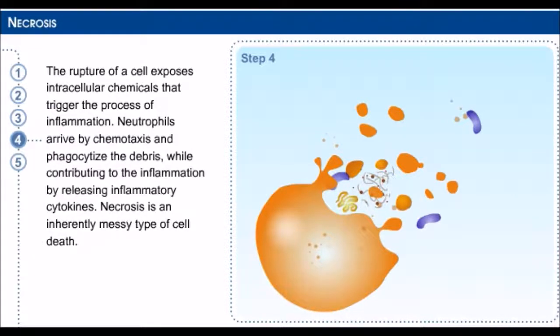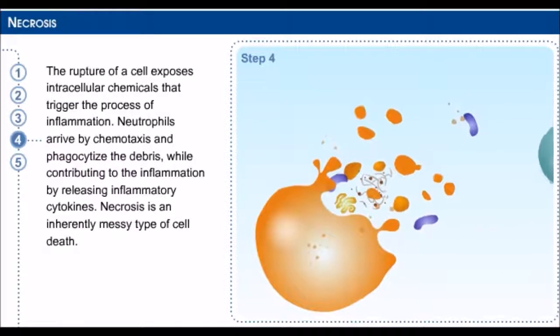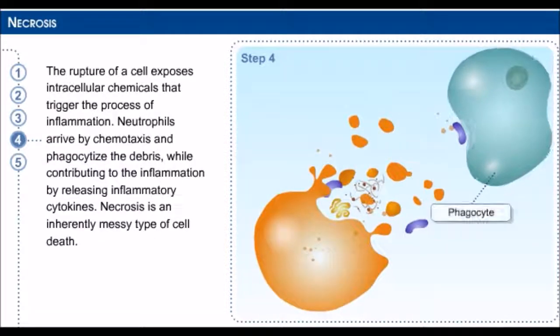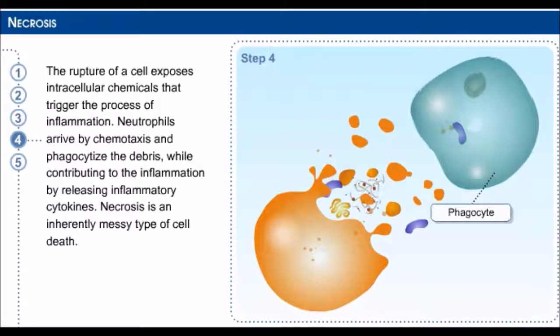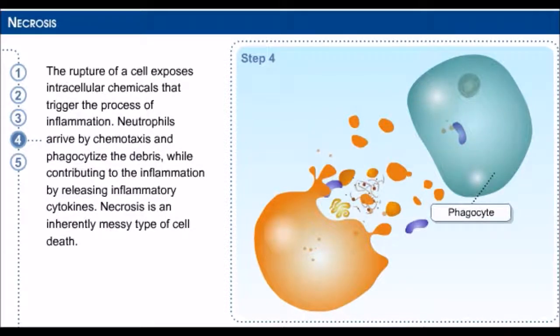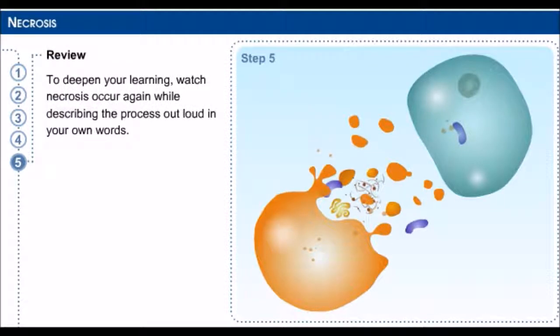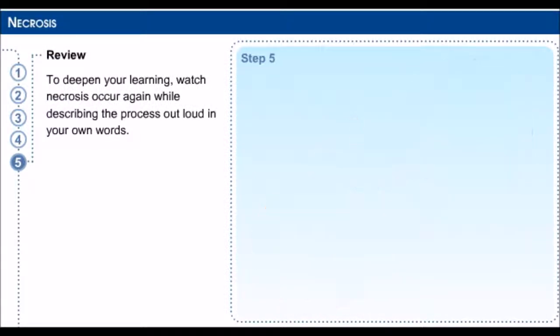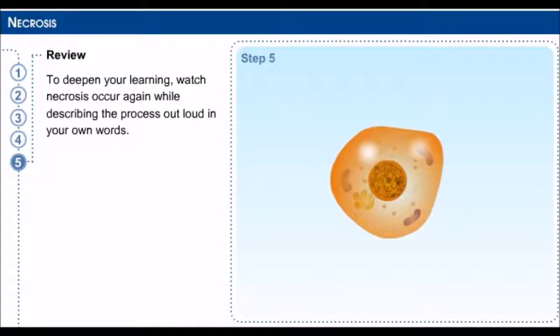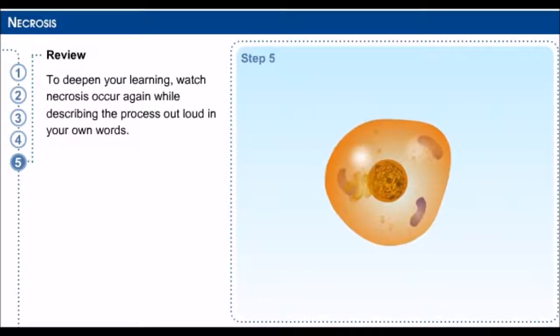The rupture of a cell exposes intracellular chemicals that trigger the process of inflammation. Neutrophils arrive by chemotaxis and phagocytize the debris, while contributing to the inflammation by releasing inflammatory cytokines. Necrosis is an inherently messy type of cell death. To deepen your learning, watch necrosis occur again while describing the process out loud in your own words.